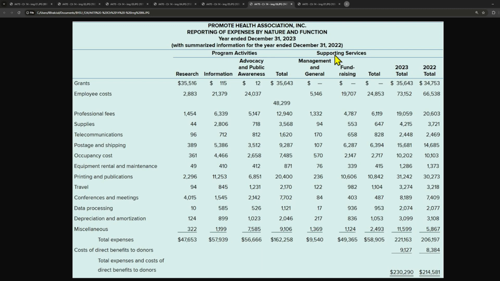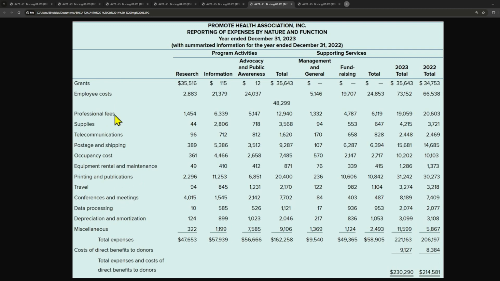We've already talked a little bit about these expenses. Program expenses are ones that are directly used for the mission or whatever our purpose is. And you can see that there are three branches of the program mission: research, information, and advocacy, right? And then there's supporting services. We get the management in general and then the fundraising. So across the top, we are breaking it out by function. Down the left side, we are breaking it out by nature or classification. And you can recognize a lot of these as our normal categories that we would think about for expenses.